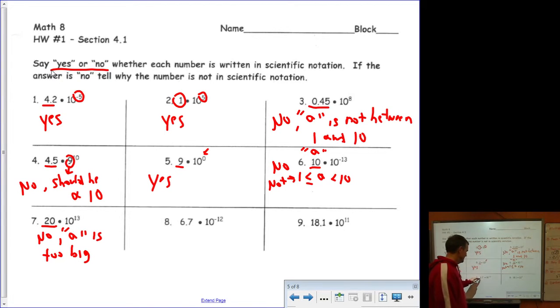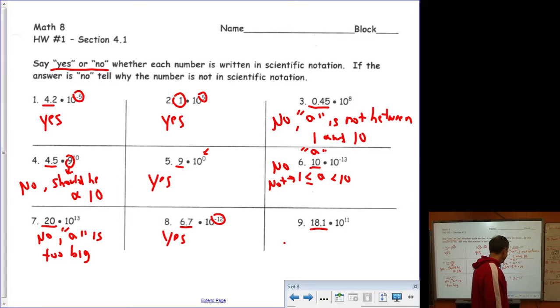Number 8, this is between 1 and 10. This is an integer, yes. And number 9, again, no, A is too big. It's not between 1 and 10.